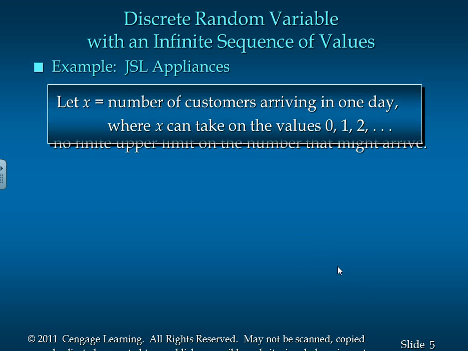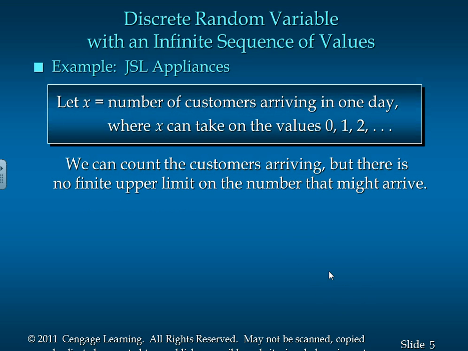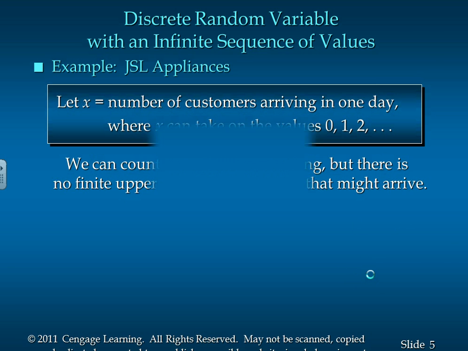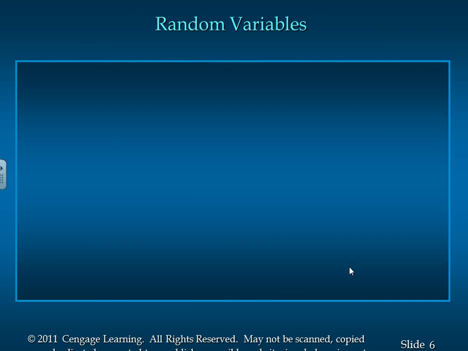X is the number of customers in one day. 0, 1, 2. It might keep going. We can count the customers arriving, but there is no upper limit to the number of customers that might get there. Well, there has to be some upper limit. There's only 50,000 people in Council Bluffs, right? But it might go high. Random variable.